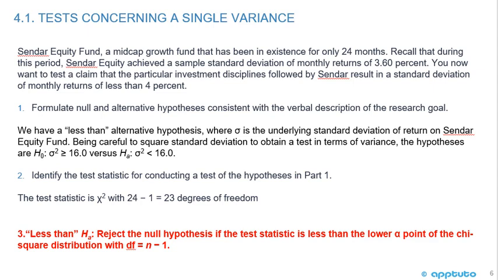For the second part, we're going to identify the test statistic for conducting a test of the hypothesis. We're going to use the chi-squared tables at the back of the text in the appendix. The critical value: we're going to look at 24 minus 1 equals 23 degrees of freedom, because the fund has been in existence for 24 months, so n equals 24, n minus 1 equals 23. Recall that for the less than hypothesis, we reject the null hypothesis if the test statistic is less than the lower point of the chi-squared distribution with n minus 1 degrees of freedom.